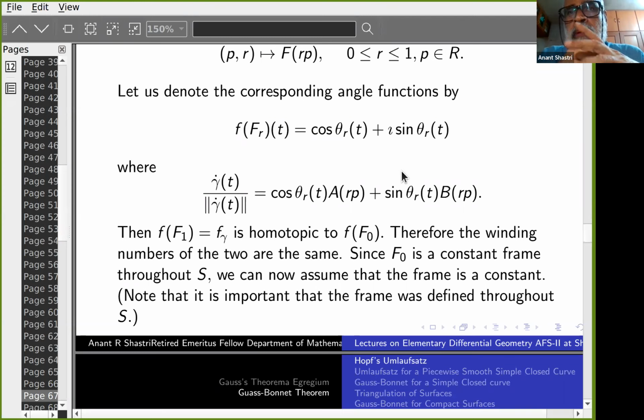We have not assumed that the simple closed curve is parameterized anti-clockwise or clockwise. That part we will leave. So this will be done next time.